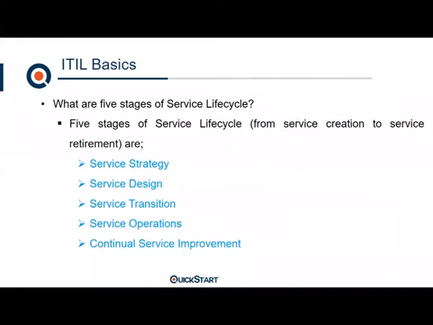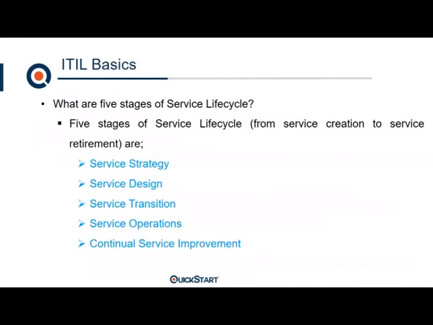And then the fifth one, continual service improvement. It's an ongoing thing. It doesn't stop. It is actually implemented across the rest of the 4 stages of the service lifecycle. It looks for opportunities to find improvements in the different stages of the service lifecycle. It uses something like the Deming cycle and different approaches to find opportunities in these stages. So these are the 5 stages, as I said.